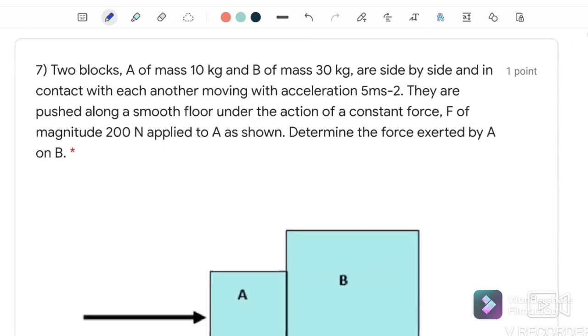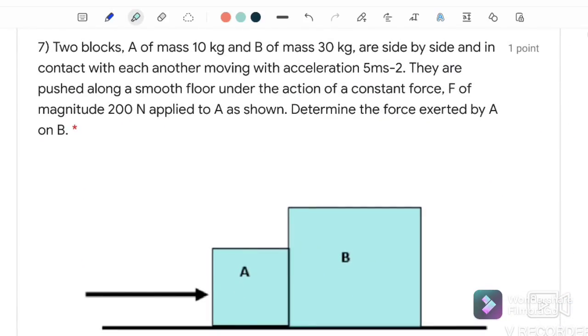Next, question number 7. Two blocks, A with the mass 10 kg and B with the mass 30 kg, are side by side and in contact with each other, moving with acceleration 5 meter per second squared. They are pushed along a smooth floor under the action of a constant force with magnitude 200 applied to A as shown. Determine the force exerted by A on B.